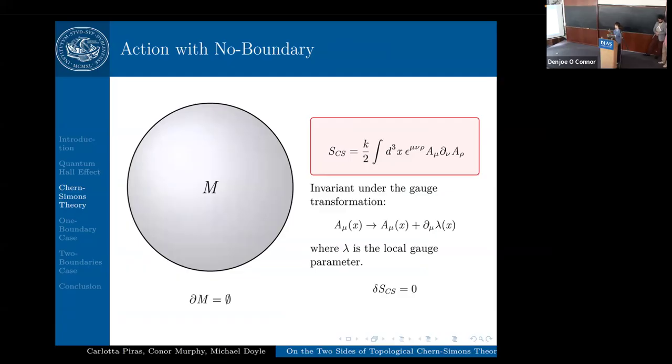So we have a manifold with no boundaries, for example, this disk in this slide, and the Chern-Simons action in this case is represented by this expression. It's just a topological term where we have the gauge field A mu and also the Levi-Civita symbol to fully antisymmetrize the indices. Now, what is important is that this action is invariant under the gauge transformation of the form A mu to A mu plus partial mu lambda, where lambda is just an arbitrary function. And since there are no boundaries, the variation of this action is simply equal to 0. So this means that the theory is fully gauge invariant.